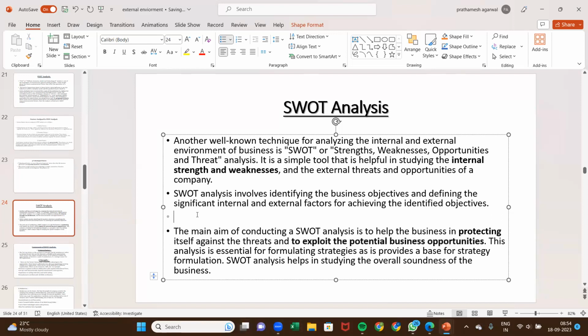So the main aim of conducting a SWOT analysis is to help the business in protecting itself against the threats and to exploit the business opportunities. This analysis is essential for formulating strategies as it provides a base for strategy formulation. SWOT analysis helps in studying the overall soundness. Overall soundness means overall it studies the business.